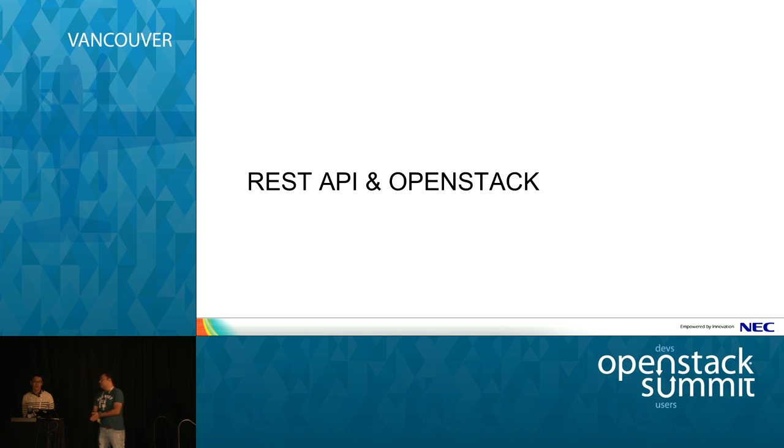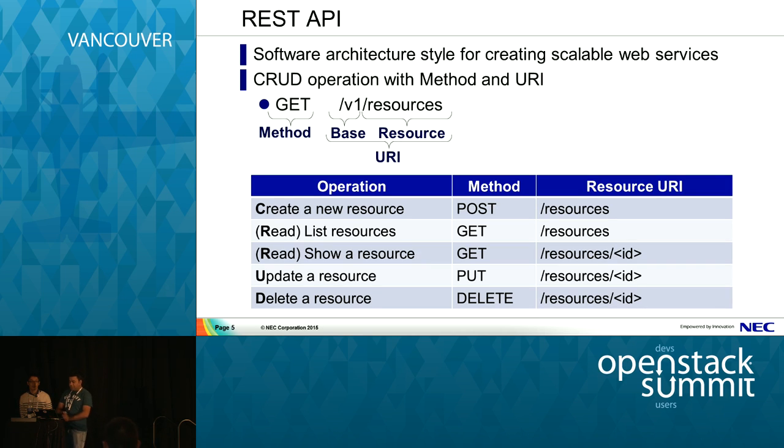So we'll start with a brief introduction of REST API and how OpenStack uses it. REST API, representational state transfer API, is a software architecture style which provides guidance and best practices for creating scalable web services. Mainly it provides CRUD operations with a method and a URI. For example, you have GET v1 and resources. So you have the method name, and in the resources you can have two parts. One is the base, and another is the resource you want to specify for your operation.